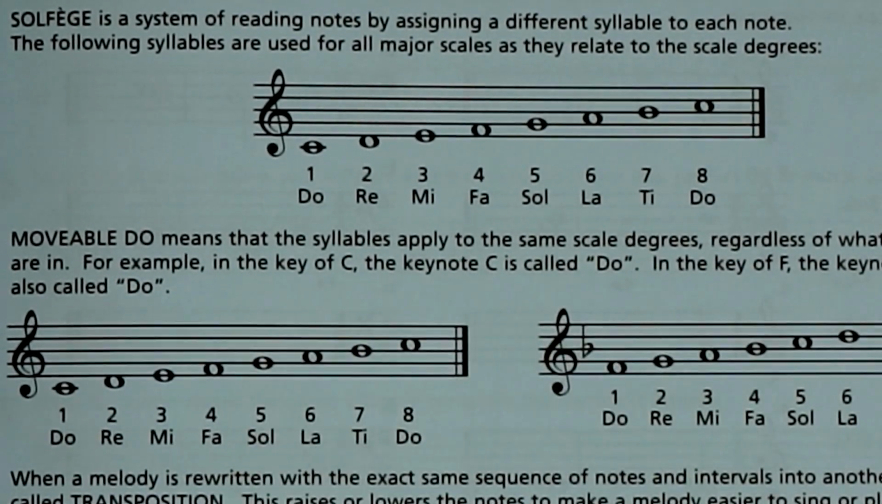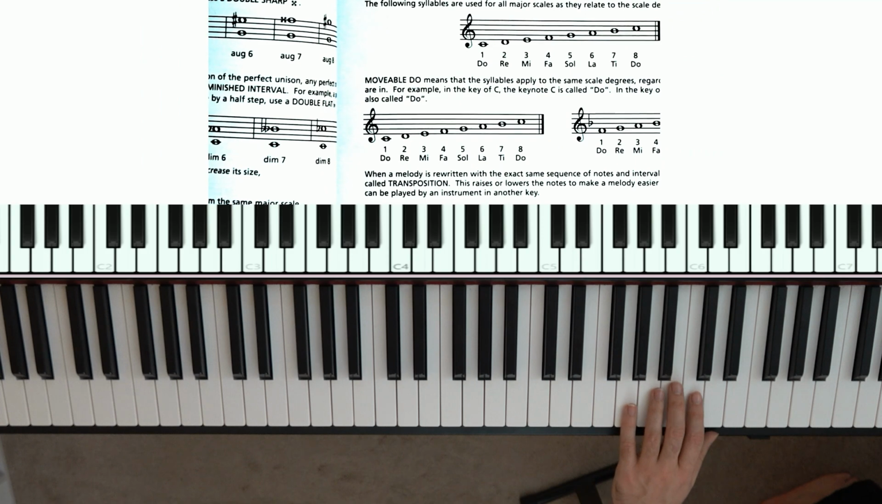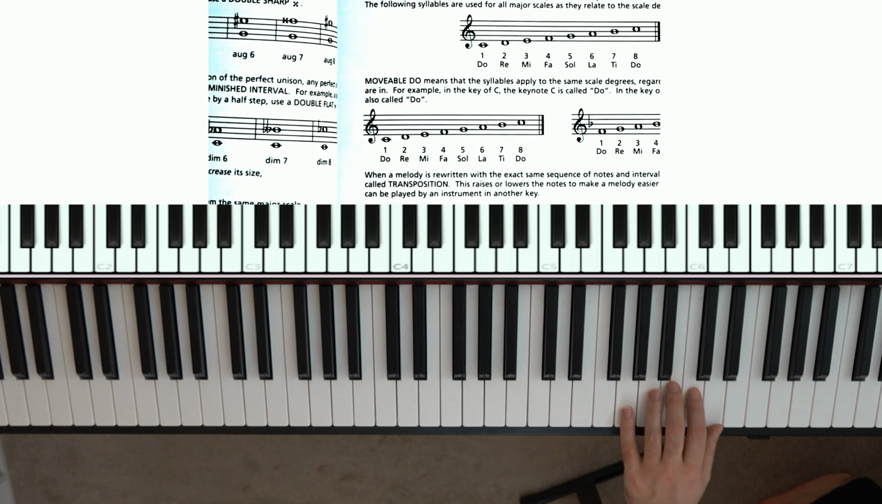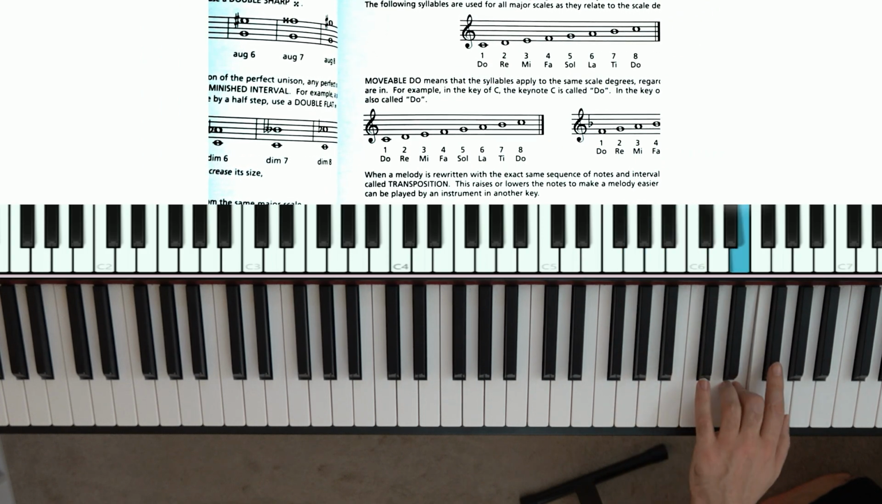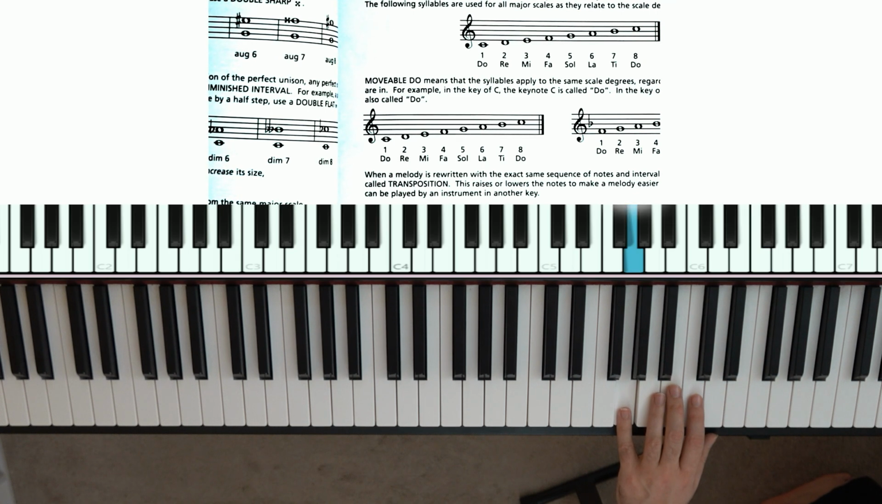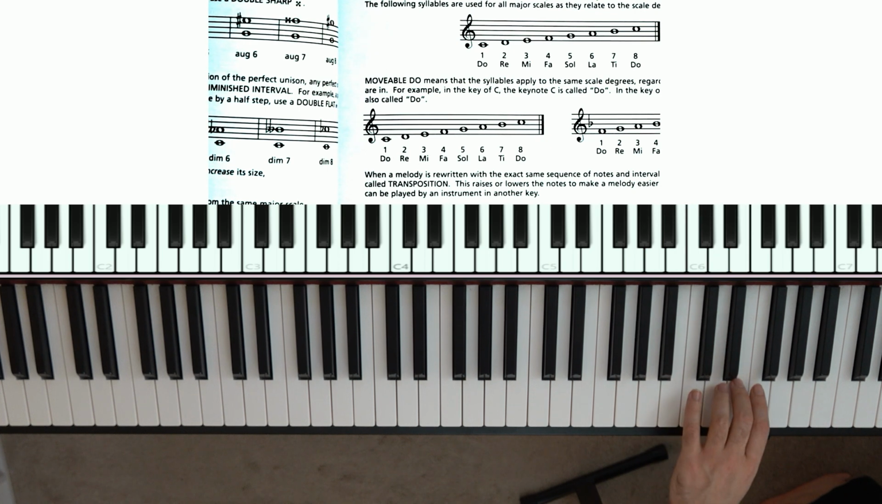Do. If we were taking it in the key of G, remember the key of G had one sharp, F sharp, towards the end. So you're starting on G now. You have do, re, mi, fa, sol, la, ti, do. And that's just another way to say your first note of the scale, second note of the scale, and so forth.